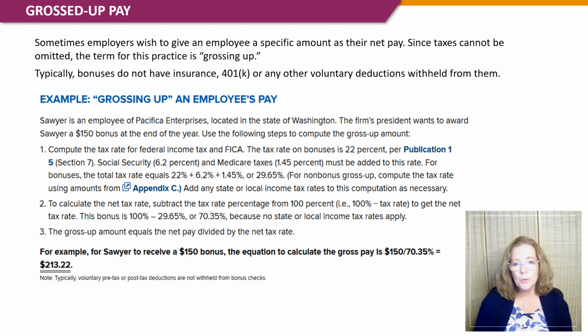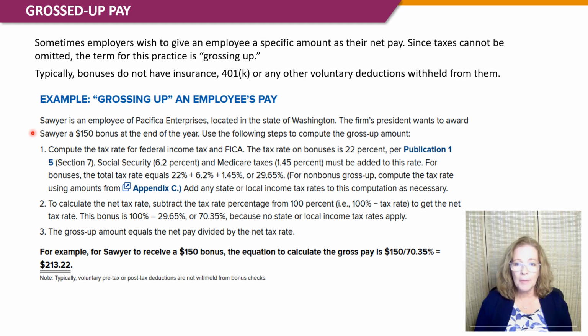If the amount is to be paid as a bonus, then the federal income tax must be computed at 22%. Typically, bonuses do not have insurance, 401k, or any other voluntary deductions withheld from them. Here's an example. Sawyer is an employee for Pacifica Enterprises located in the state of Washington. The firm's president wants to award Sawyer a $150 bonus at the end of the year. We would use the following steps to calculate the gross amount.